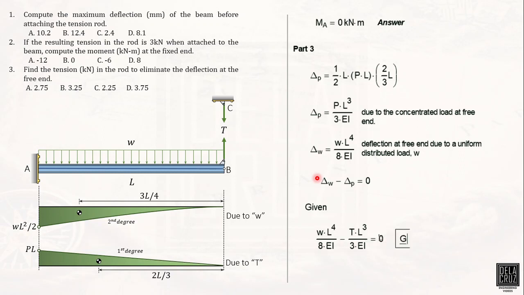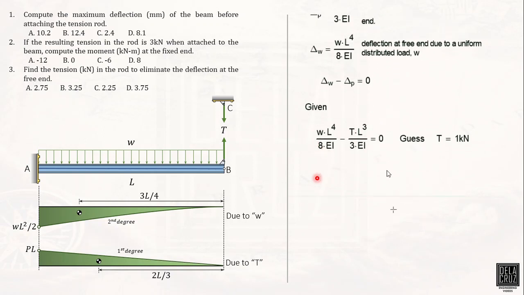Okay? So, shift solve, I will just guess a value there. Let's say 1 kilonewtons. Okay? So, sa calculator shift solve na ito, find the value of T equivalent to 2250 newtons. Or gawin natin kilonewtons, that is 2.25. Letter C. Alright?